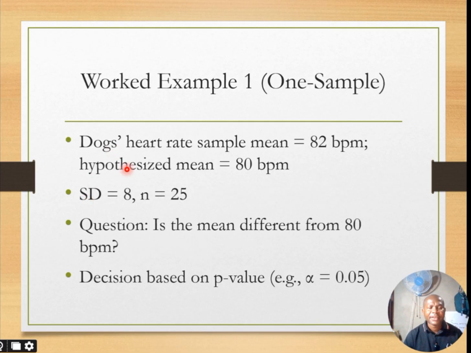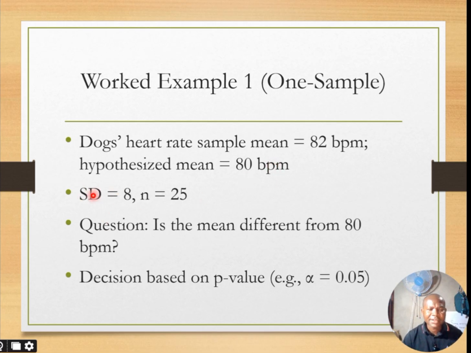The first example here is on dog heart rate. The dog heart rate sample mean is given to us as 82 beats per minute, while the hypothesized mean is given to us as 80 beats per minute. Now, this is an example of a one sample t-test. We have a sample mean and we also have a hypothesized mean. Now, we want to compare these two means to know if the difference we have observed, of course the difference is 2, is just due to chance or it is something substantial, something statistically significant.